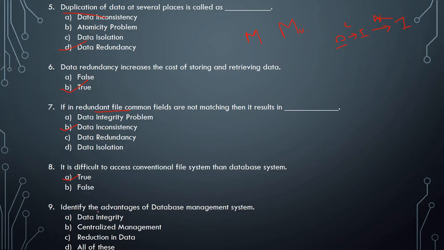Last one, identify the advantages of DBMS. Data integrity. It's an advantage, correct, it is an advantage. We are having centralized management, correct, we can work on distributed database management system. Reduction in data, correct, because we have no need to store duplicate data. It reduces data redundancy, so it is also an advantage. So basically all of these, the answer of this one is all of these.